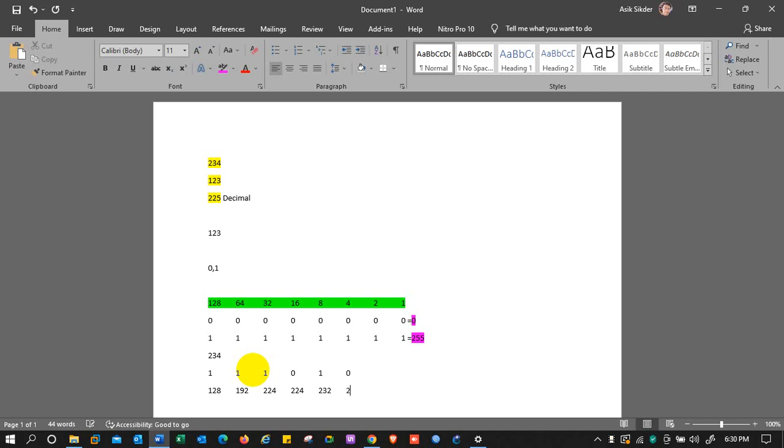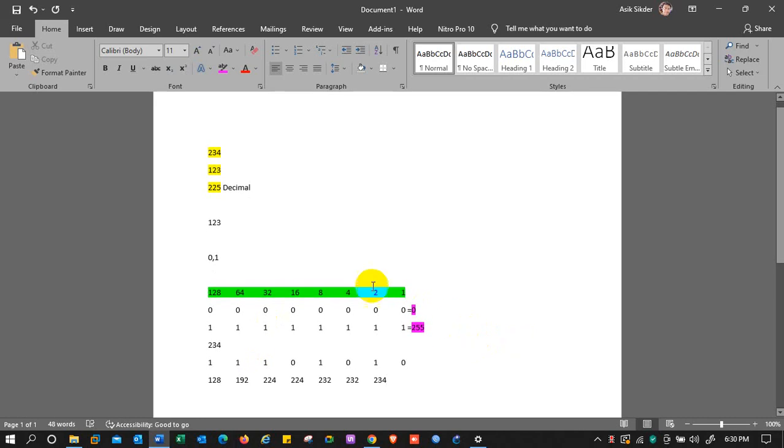Then here is 232 again. And then let's see, if we want to reach 234, then we have to collect number 2. So we have to put 1 here, and finally we have reached the exact number we were looking for, and this will be the 0. So this is exactly how we can convert decimal into binary.